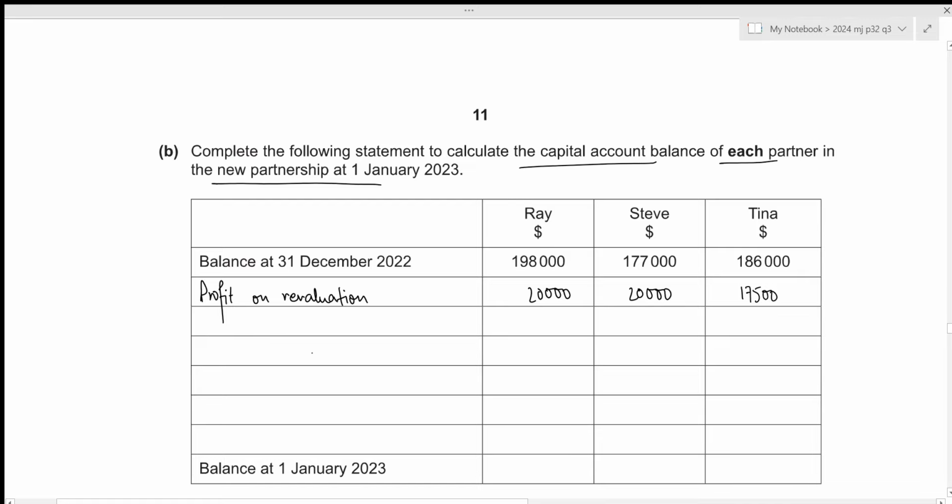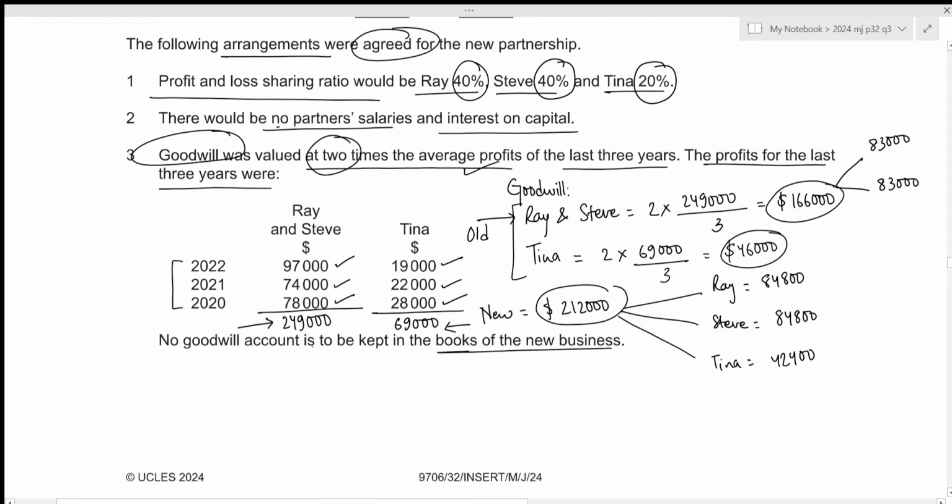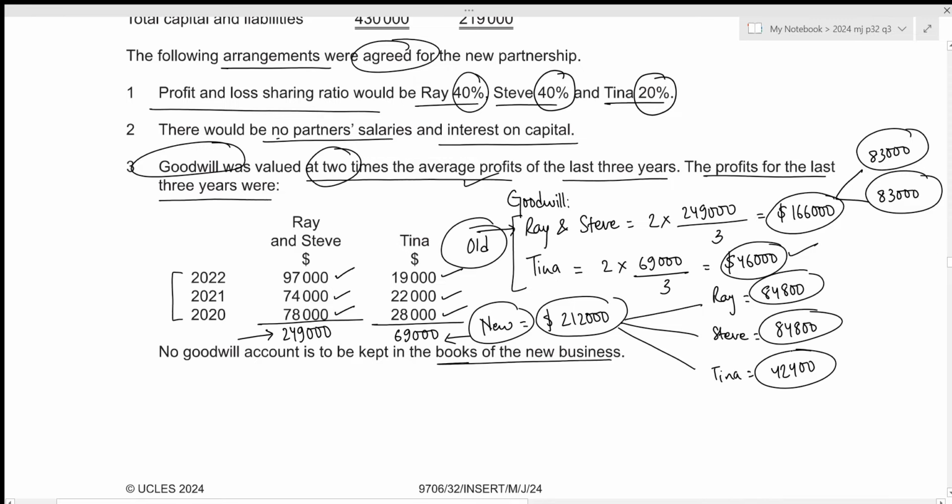Then we need to adjust for the goodwill. Goodwill adjustment is done by adding the old goodwill and subtracting the new goodwill. We've already calculated the values. Now we just need to write it down. Let's take a look above. For the old goodwill, Ray and Steve will have the value of 83,000 each, whereas Tina will have the value of 46,000. And for the new goodwill, Ray and Steve will have the values of 84,800 each, and Tina will have the value of 42,400.